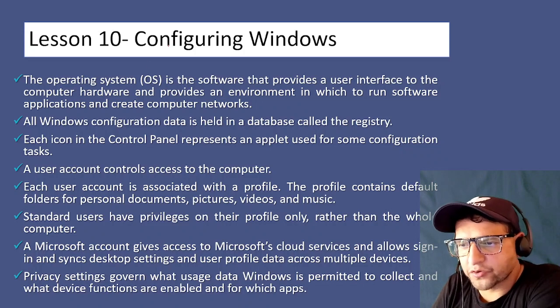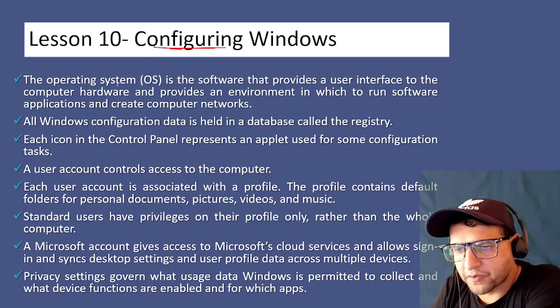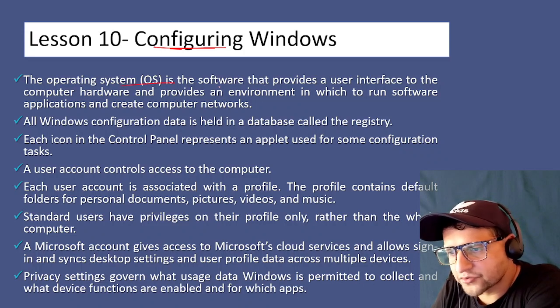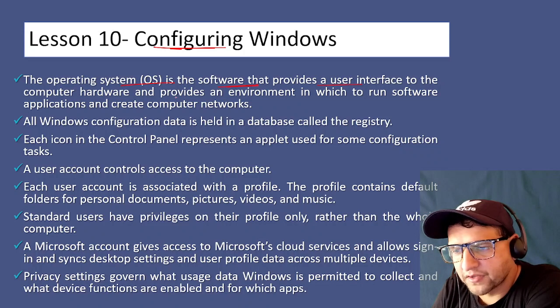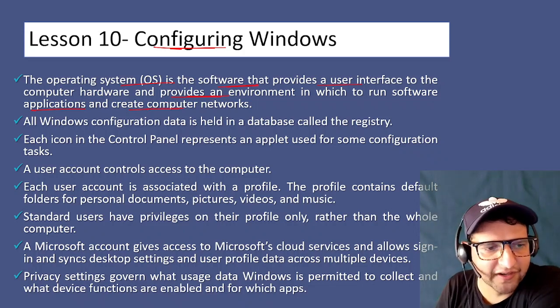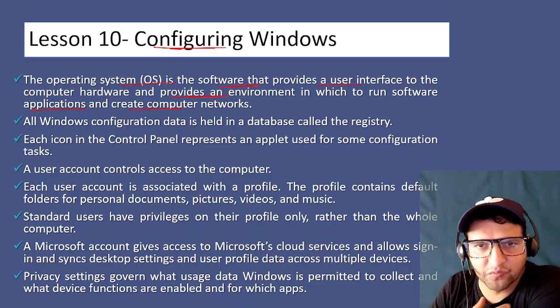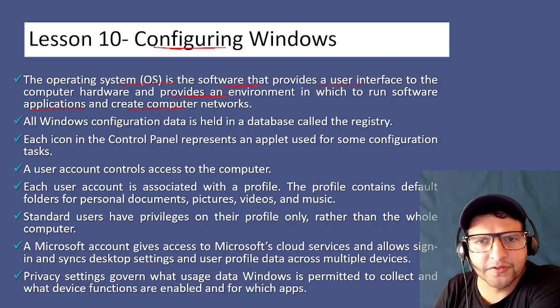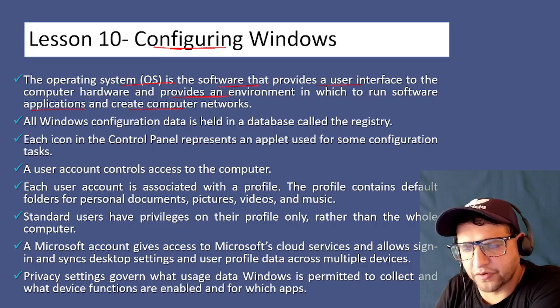But let's see what you got to remember in lesson 10, configuring Windows. We need to remember an operating system is software that provides a user interface to the computer hardware, and it provides an environment in which we can run software applications and we can create computer networks. So that is the actual definition of an operating system. It acts as an interface between us users and the hardware. We can also run software applications and create computer networks.